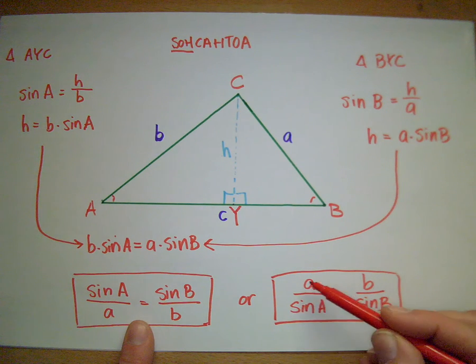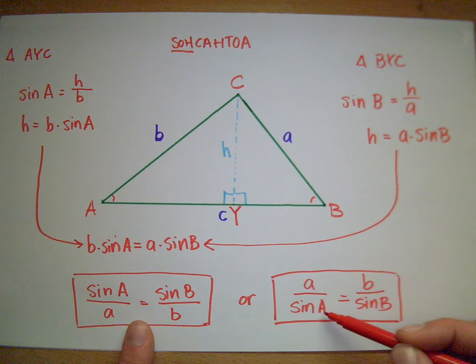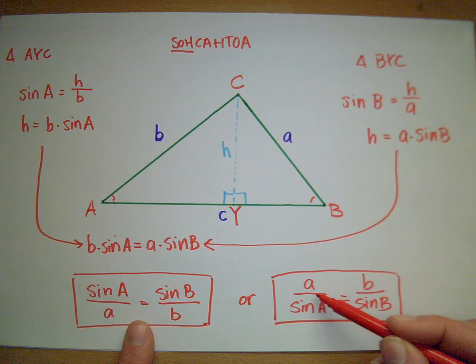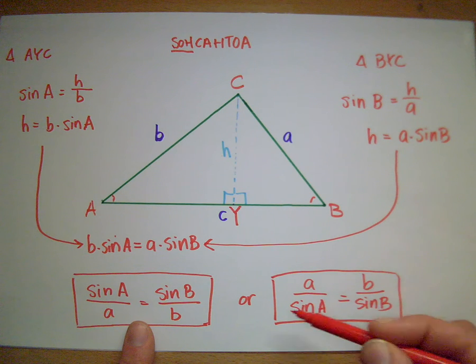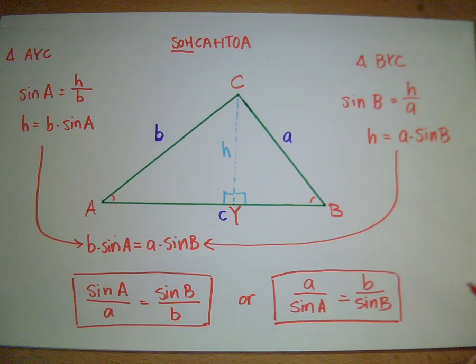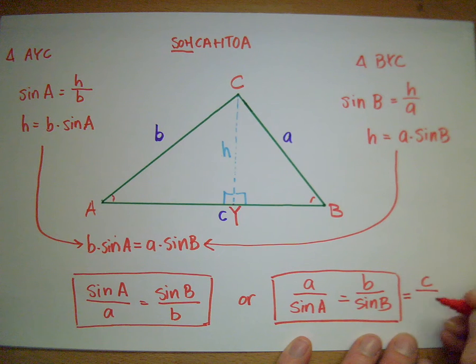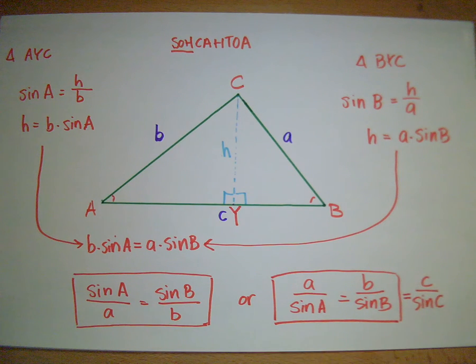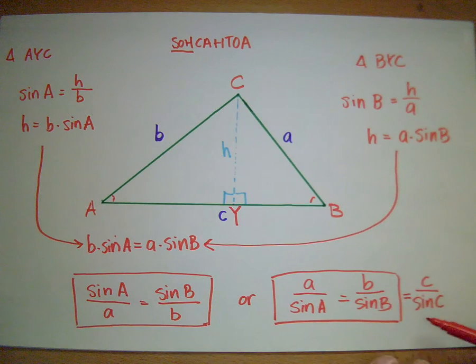Apparently, the proportion between the side and the sine of the angle opposite the side, that proportion is equal for all of the three angles and their opposite sides. We could add on to this and say side C divided by the sine of its opposite angle is also in the same proportion. It is also equal to that, right?